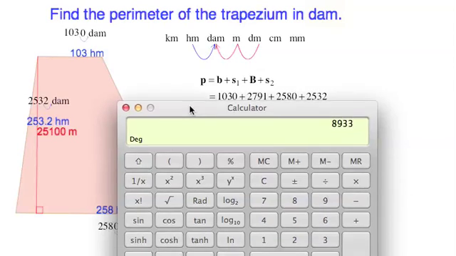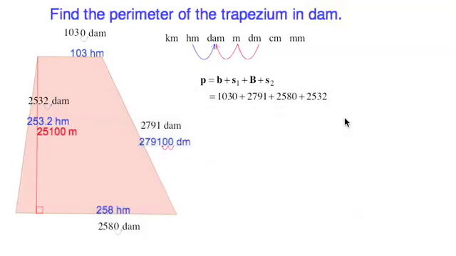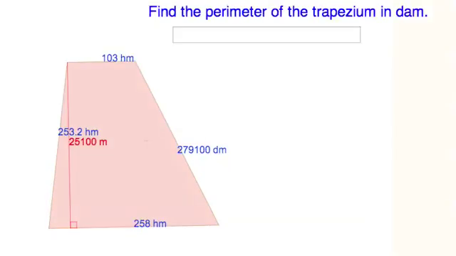Okay, so we have 1030 plus 2791 plus 2580 plus 2532 equals 8,933 decameters. Okay, and back into the program.